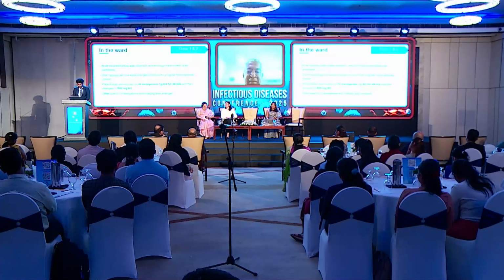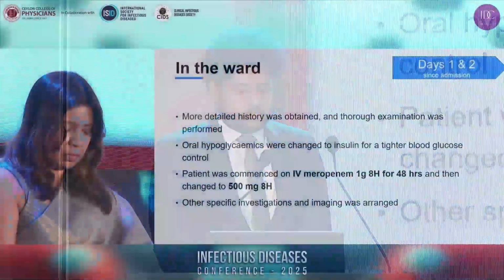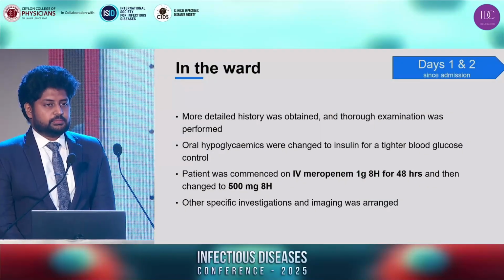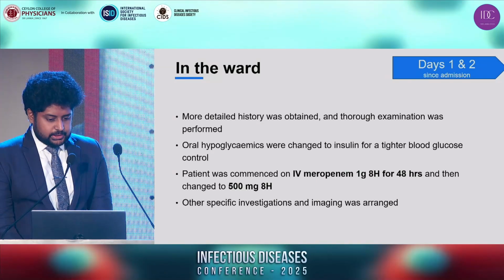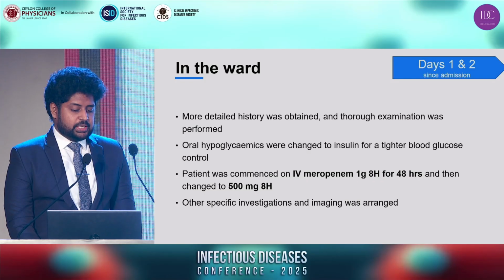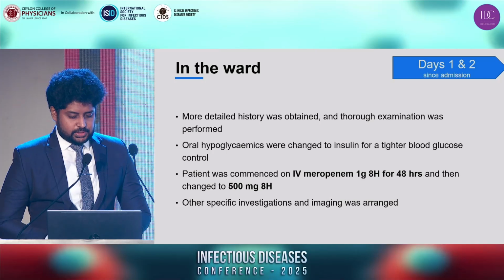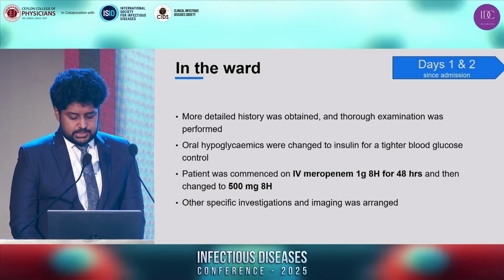Now the patient is in the ward. There we obtained a more detailed history and performed a thorough examination. Considering that he is a diabetic on 3 oral hypoglycemics, namely metformin, gliclazide, and sitagliptin, we changed him to soluble insulin for tighter blood glucose control during this period of infection. Meropenem was given at 1 gram for 48 hours, although the initial dose at the ETU was 500 milligram. Other specific investigations and imaging were arranged.